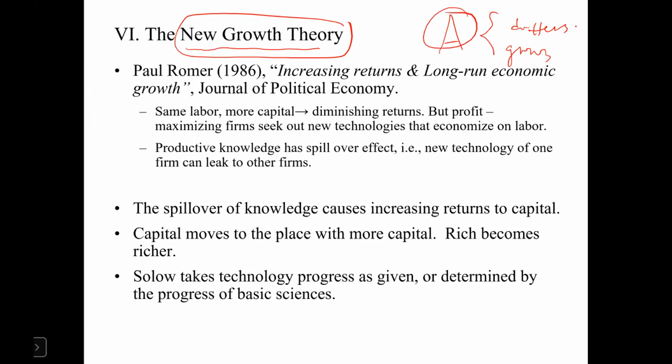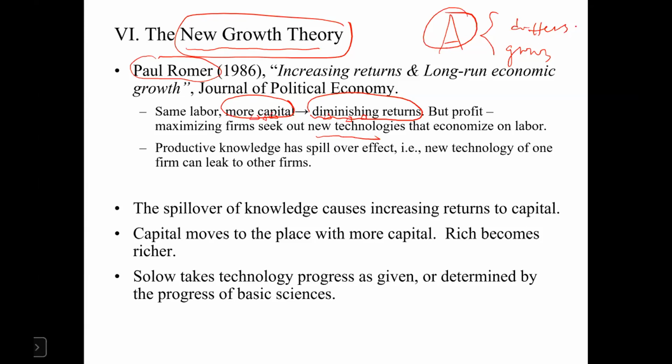The first one was proposed by Paul Romer, and he won the Nobel Prize last year. In his paper, Increasing Returns and Long-Run Economic Growth, he proposed a theory in which more capital does not necessarily mean diminishing returns, like we have seen in the Solow growth model. Instead, the more capital you have, the bigger the incentive businesses may have to explore or develop new technology. Eventually, instead of diminishing returns, they may have increasing returns.